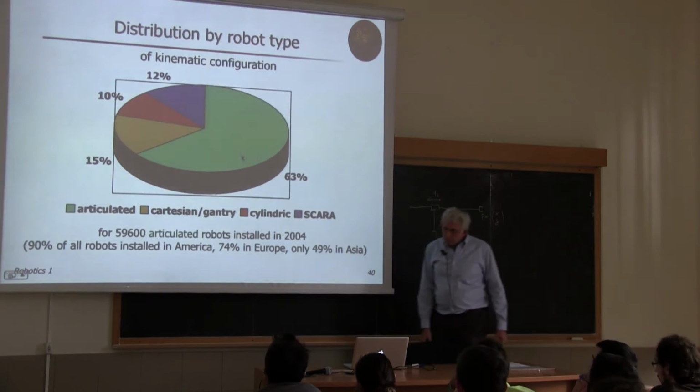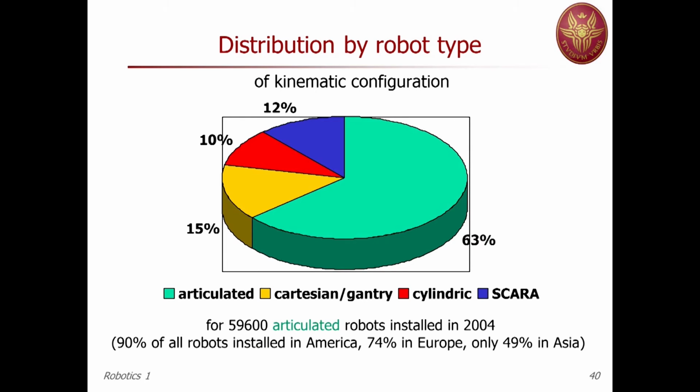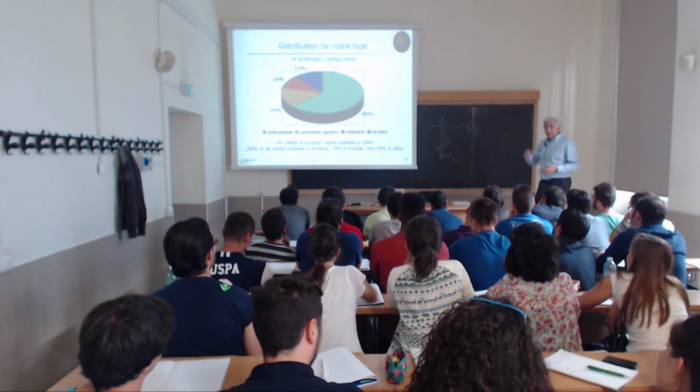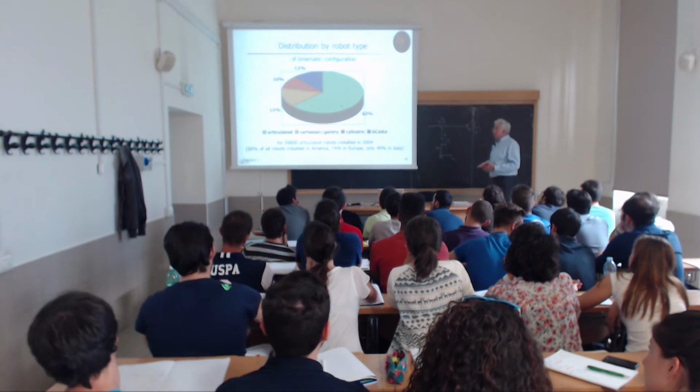In fact, this is an old slide, a pie, which shows the distribution of the robots by kinematic configuration. And you can see these are data from 2004 and refer to 60,000 articulated robots that were installed at that time. Remember, last year there were 180,000 new manipulators installed. So in 2004 there were 60,000. This gives, again, a measure of how the market is growing.